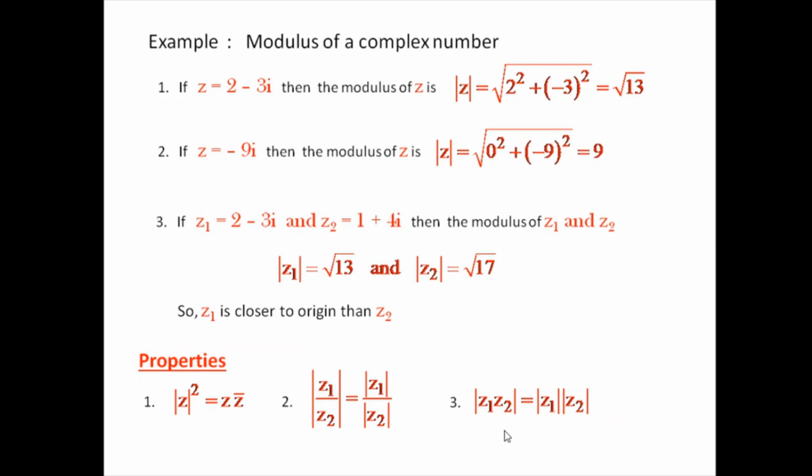If we take z1 as z and z2 also as z, then the left hand side becomes modulus of z into z, which is modulus of z square, and the right hand side is modulus z into modulus z, which is modulus of z whole square. So you can just substitute both z1 and z2 as z and check that the left hand side, modulus of z square, equals modulus z whole square. That's another property you can utilize.